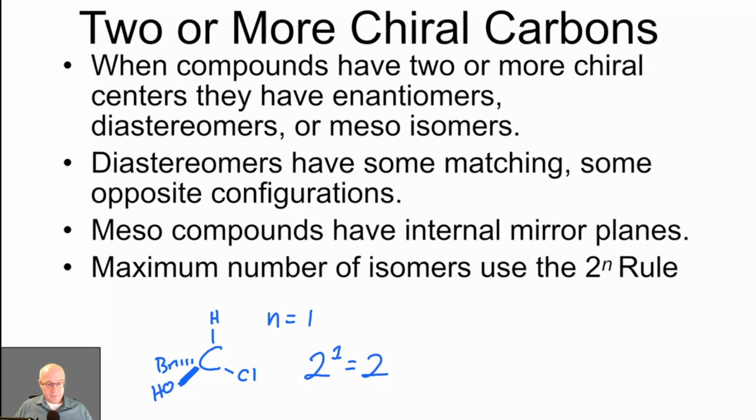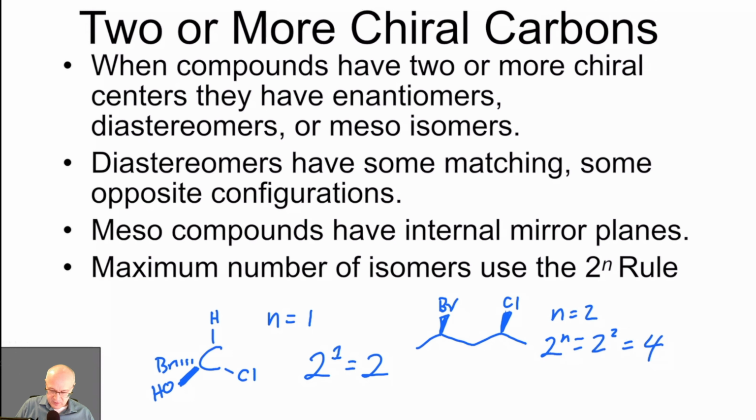That's it. But what if we have a molecule that has 2 chiral centers? So now n equals 2. So 2 to the n equals 2 to the 2 equals 4. So now there's potential for 4 different stereoisomers. Okay? 2 chiral centers, 2 pairs of enantiomers each. So a total of 4.